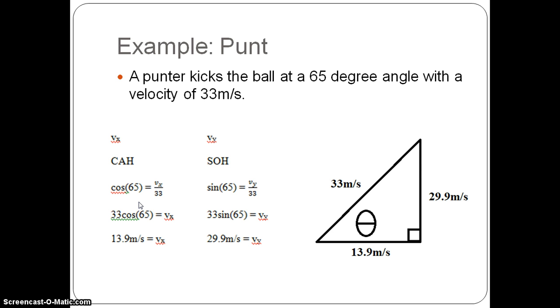So what this is saying is the velocity in the x direction is 13.9 meters per second. So if I'd like to ask a question, how far does the ball go? Since that's an x direction question, I need to use the x velocity of 13.9. If I'm concerned about how high does the ball go, I'm going to need to use the y direction velocity of 29.9.